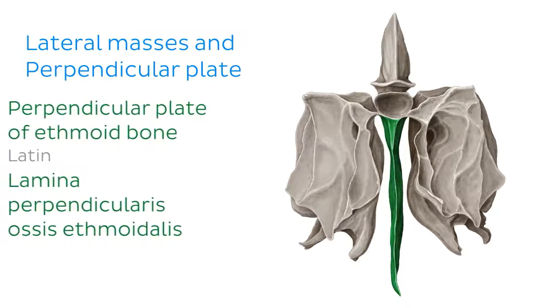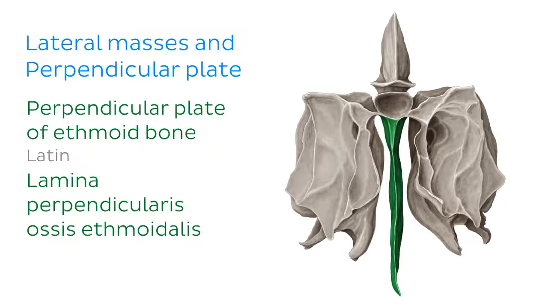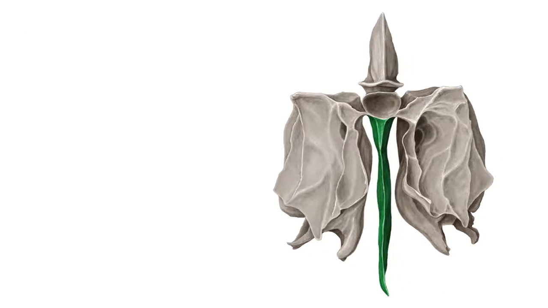Now between the two lateral masses you can see highlighted in green a narrow bony plate projecting inferiorly. This one is called the perpendicular plate of the ethmoid bone, and it forms part of your nasal septum that separates the right and left nasal cavities. In patients with cleft palate and lip, the shape of the perpendicular plate is often abnormal. This condition we usually refer to as a deviated septum.